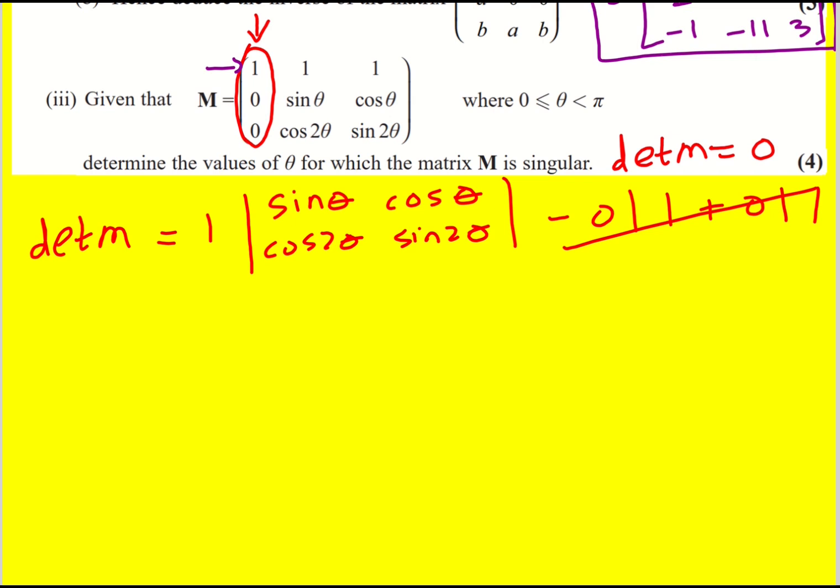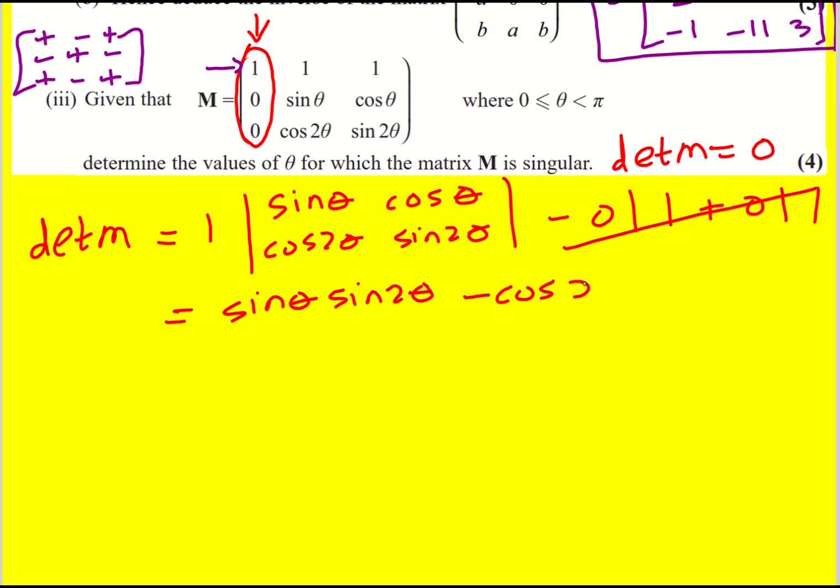You just got to remember to do minus 1 to the power of the row plus the column for whether you get your pluses or your minuses, or of course you could write down plus, minus, plus, like this kind of pattern. Anyway, I'm not going to go into it anymore. Now we expand this determinant, we're going to get sine theta sine 2 theta minus cos theta cos 2 theta. And we want to solve that equal to 0.